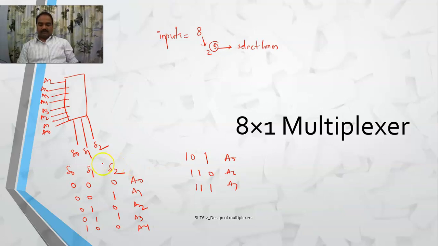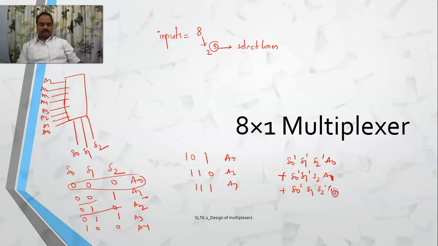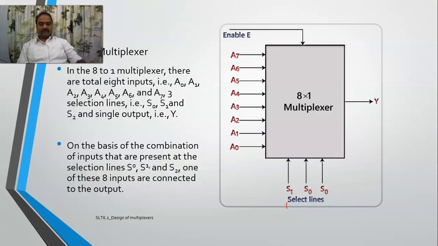So how will you realize this one? What is the logical expression of this one? For the first thing, if you carefully write, it is S0 dash, S1 dash, S2 dash, A0. Second one, S0, S1 both are negative, so S0 dash, S1 dash, and S2 is positive, so S2, A0. Sorry, it is A1, right? So it is A1. Similarly in this case, so like this, all inputs will be added.